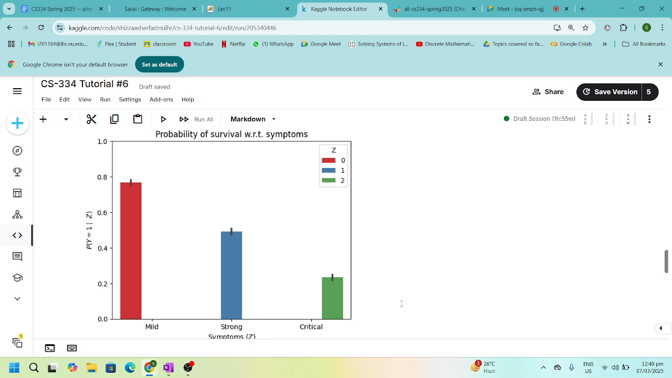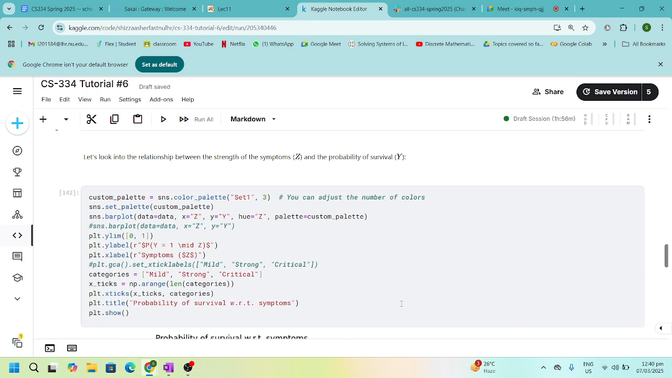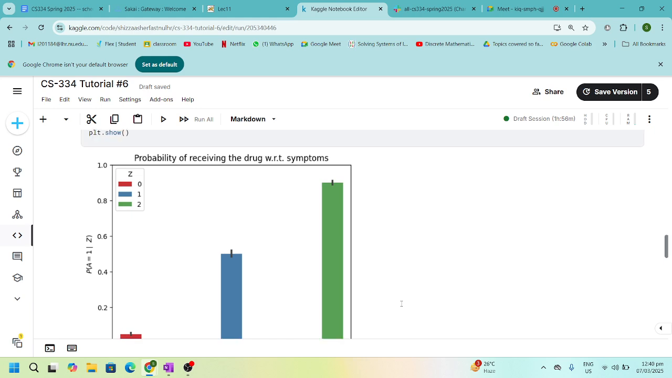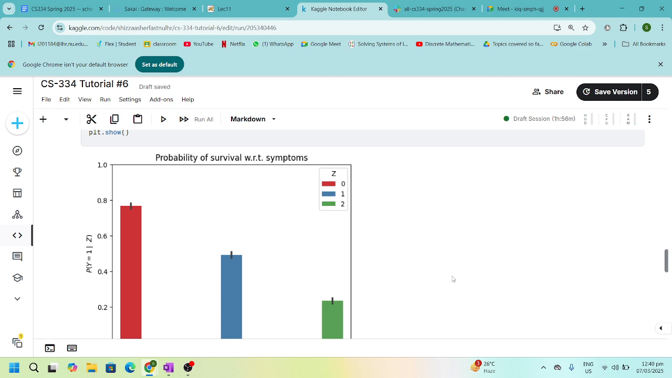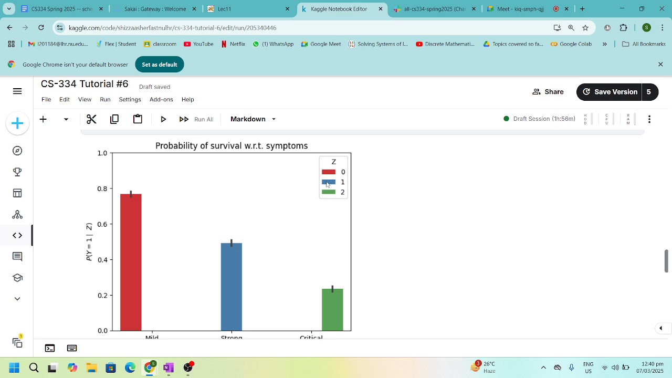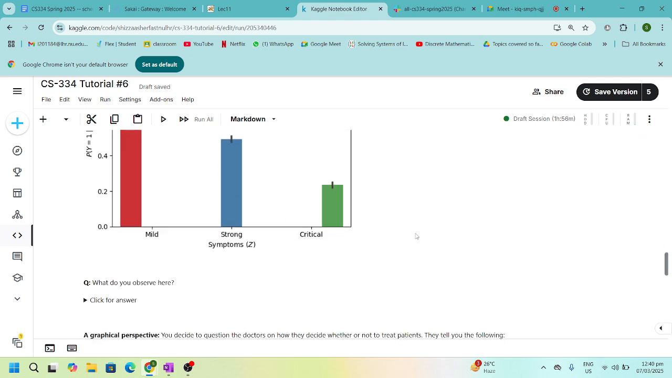So this helps us determine the relationship between the probability of survival and the symptoms. And we can very clearly observe that the less severe the symptoms, the more chances that the person will survive. So this is a pretty different relationship, the exact opposite from what we observed over here. But I think we have successfully established that the value of Z, the severity of symptoms, has an impact on survival and also an impact on treatment choice.